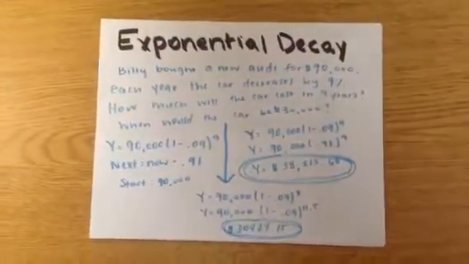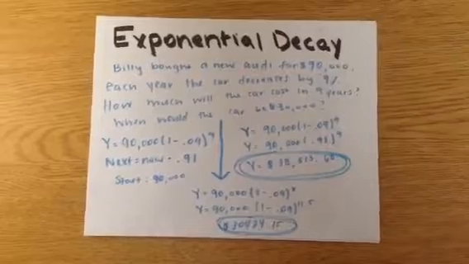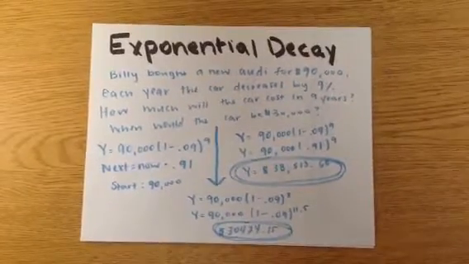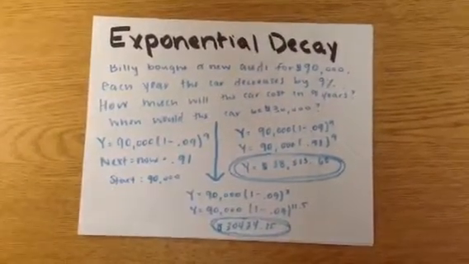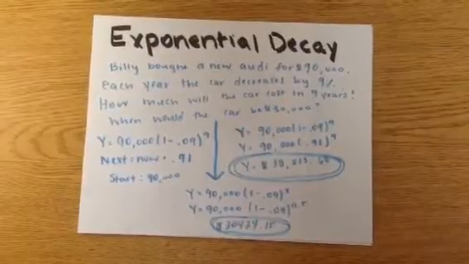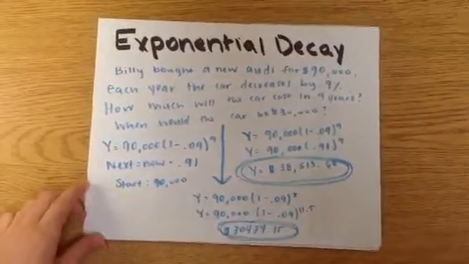So lastly, our exponential decay. Billy bought a new Audi for $90,000. Each year, the car decreases by 9%. How much will the car cost in 9 years? When would the car be $30,000?